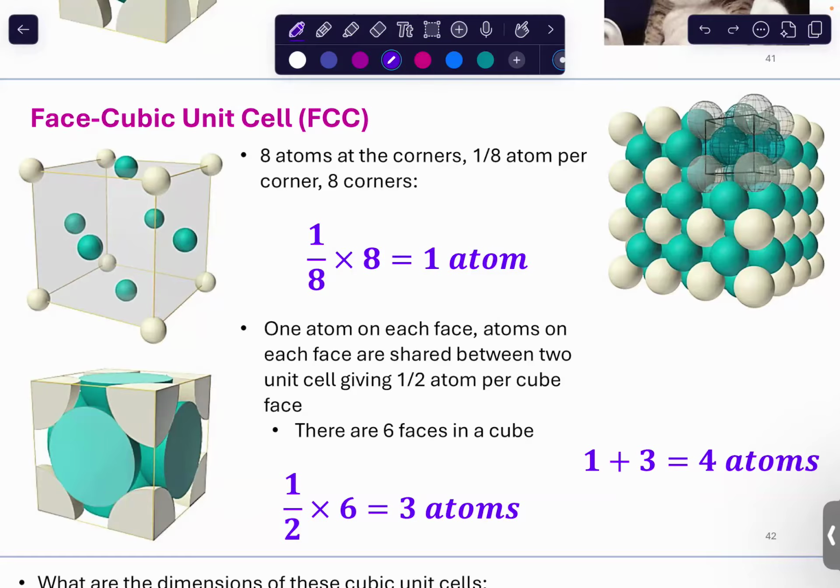So why does this one have 4 atoms? No, that's the body center. Corners make one with the size of it. Right, so again, we have our corners. 1/8 of an atom on each corner, 8 corners, so that's 1 atom. Every face has half an atom. There's 6 faces. And so 6 faces at half an atom apiece gives us 3 atoms. 3 plus 1 gives us 4.